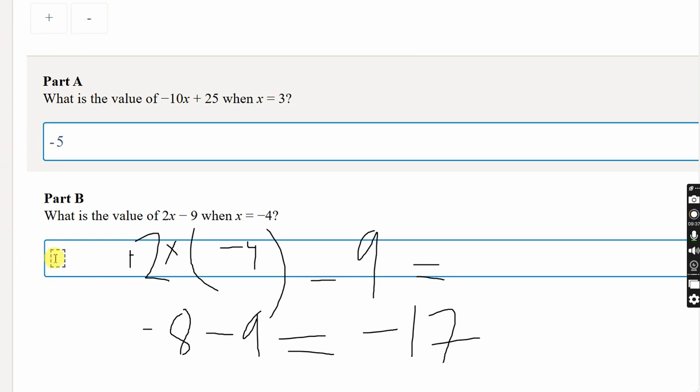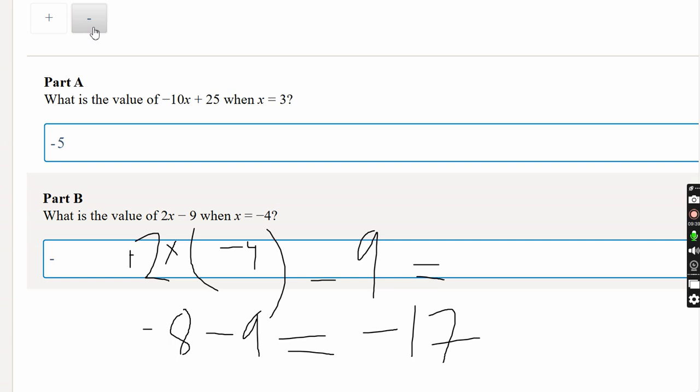Remember, when you put negative 8 and negative 9, what are they? They're both negative numbers. So then you add them because same signs. So negative 17.